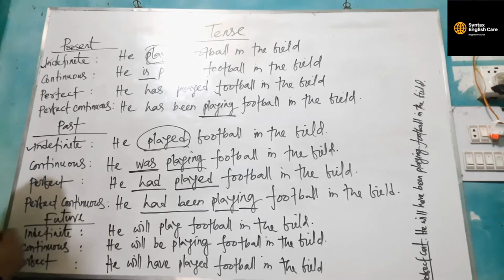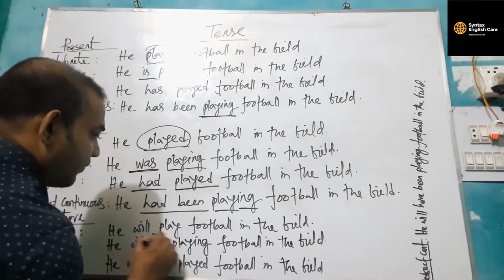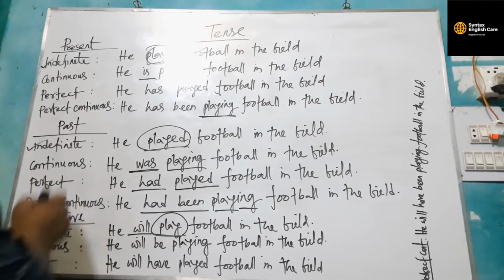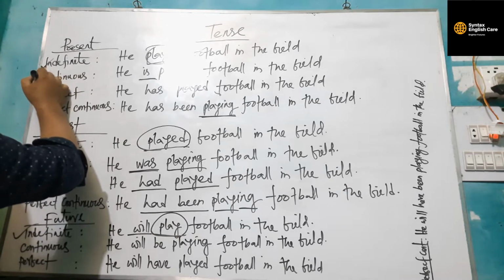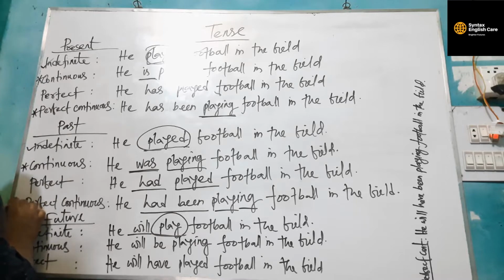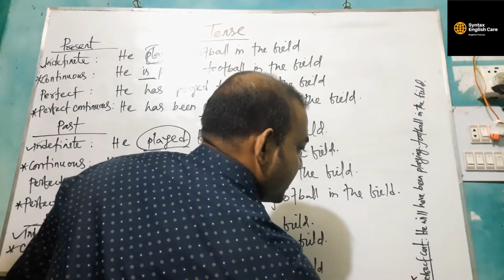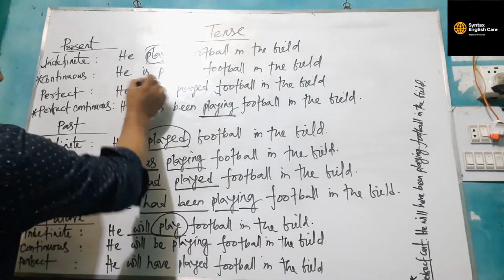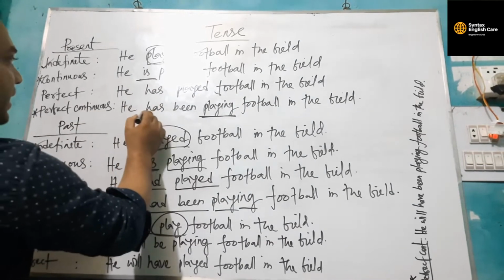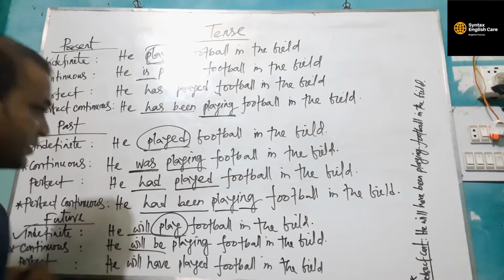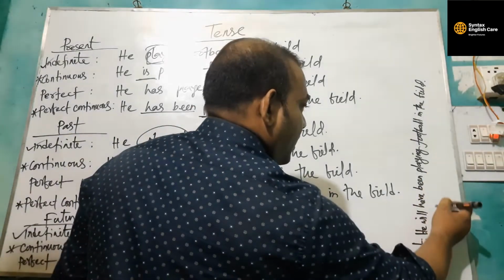Okay, and future indefinite, here main verb, present form of the verb is used and auxiliary verb will is used here. Okay, now continuous. Here is the continuous, and finally here is the continuous. In all these continuous forms, auxiliary verb is used. Okay, here is is used, here was is used, here has been is used, and here had been is used, here will be is used, and finally here will have been is used.